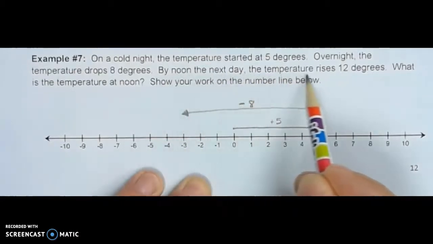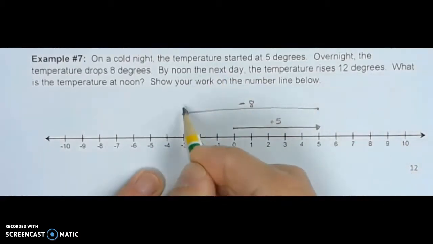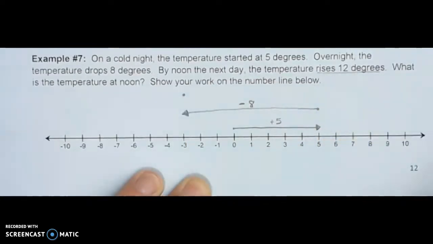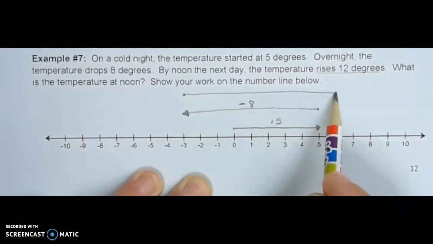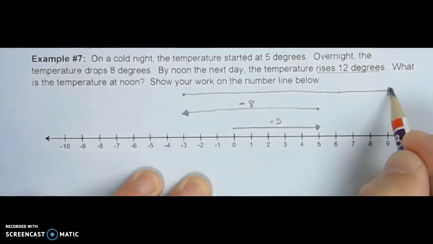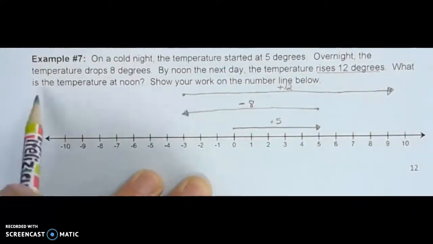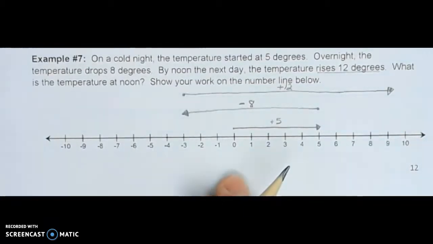But by noon the next day, the temperature rises 12 degrees. So we're going to draw a third arrow, which is going to start at the end of this arrow at negative 3. And since the temperature rises 12 degrees, we need to move to the right 12 units. So let's go ahead and do that. 1, 2, 3, 4, 5, 6, 7, 8, 9, 10, 11, 12 units to the right. There's our arrow for positive 12. And so now I can tell that the temperature at noon, right here, would be 9 degrees.